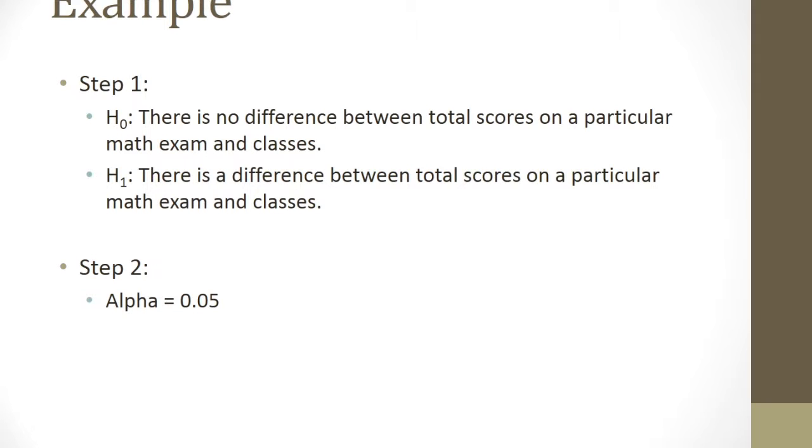As you remember from the previous slides, there are 7 steps to complete an H-test. The first step is to define the null and alternative hypothesis. The null hypothesis for this example is there is no difference between total scores on a particular math exam and classes. The alternative hypothesis is there is a difference between total scores on a particular math exam and classes. Step 2 is to define the alpha. Alpha for this problem is 0.05 as it is listed in the example problem.